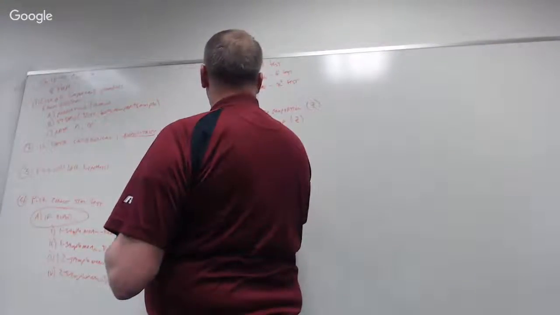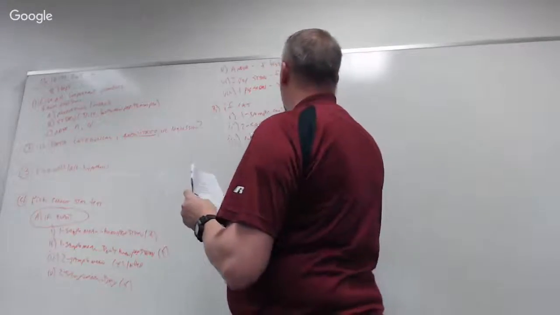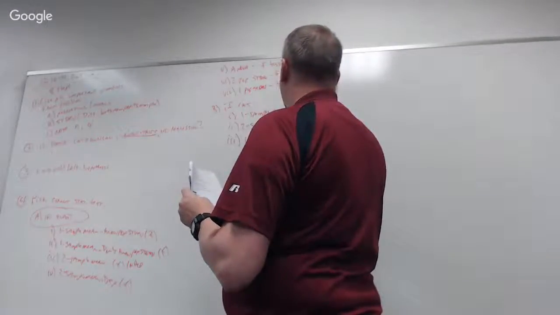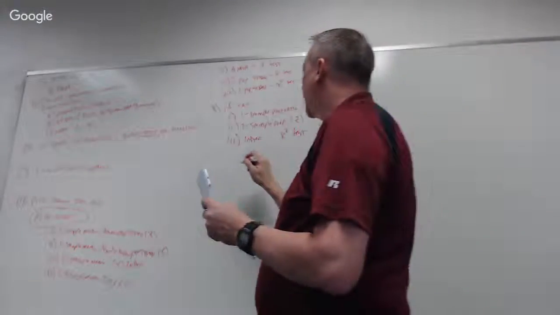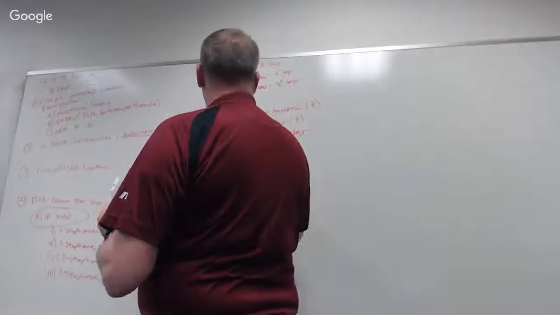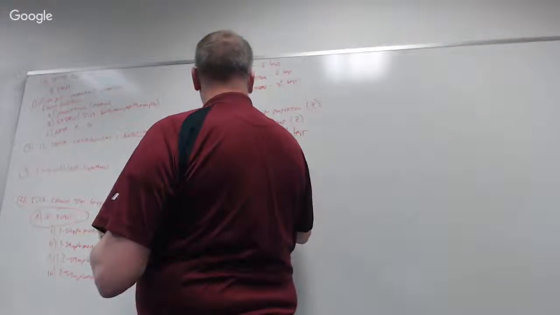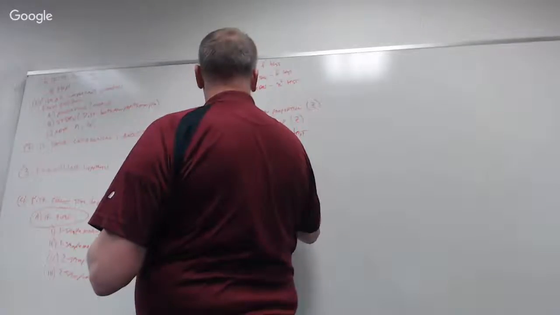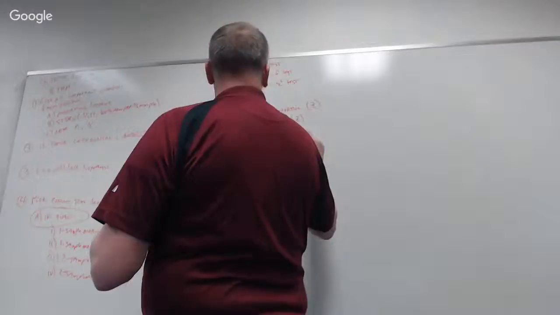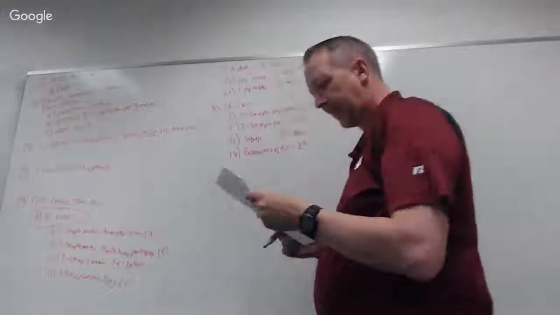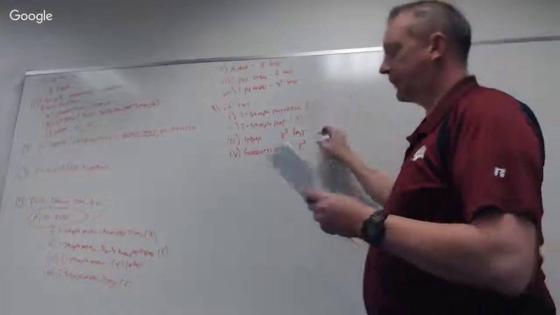You have an independence test, which is a chi-square test. You have a goodness of fit, which is also a chi-square test. Okay, so 7 and 4 is 11.